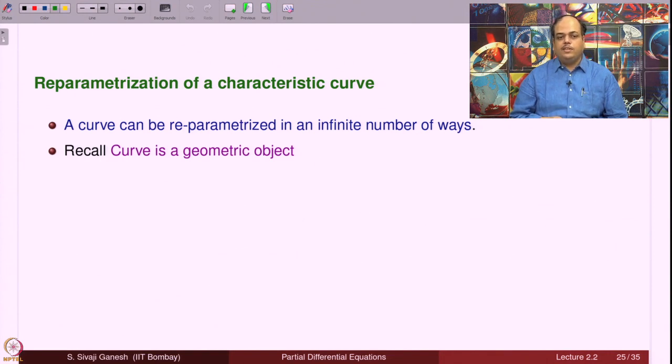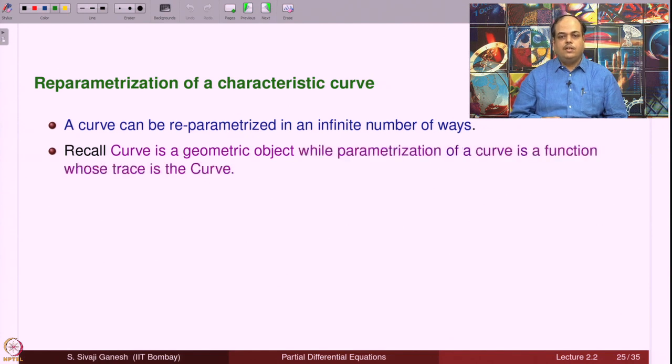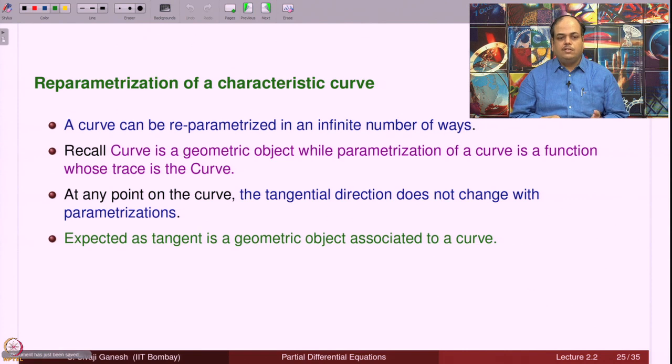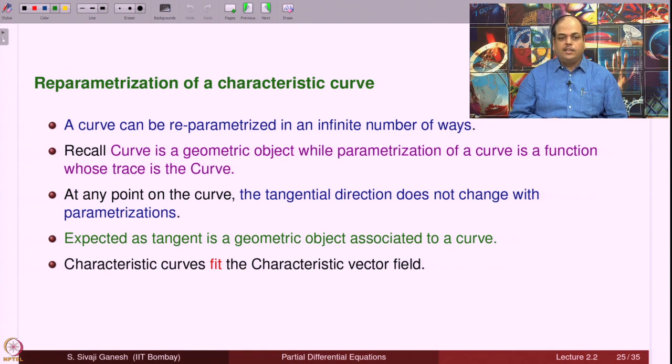So, a curve is a geometric object, the image is a curve, that is a geometric object, while a parameterization is a function whose trace is the curve. So, at any point on the curve, the tangential direction should not change with parameterization, because the tangent is a geometric object associated with a curve. So, characteristic curves fit the characteristic vector field. That means you have a characteristic vector field, and characteristic curves are precisely those curves at each of whose points the tangent is the characteristic direction. Okay, this is not coming under reparameterization, but we wrote this because we will use this.